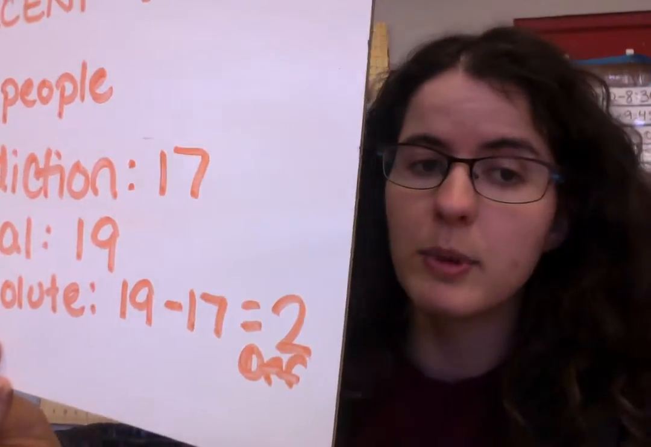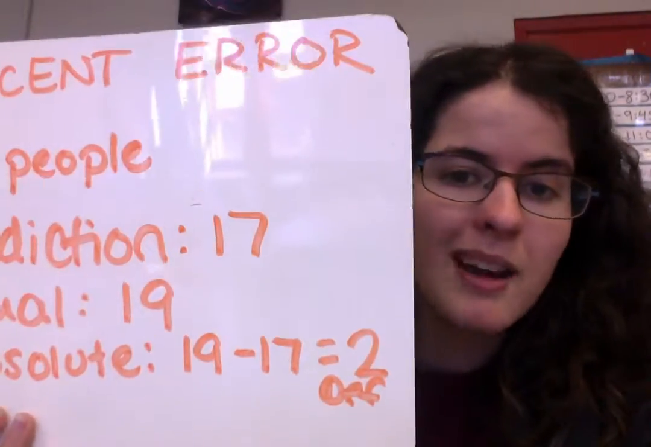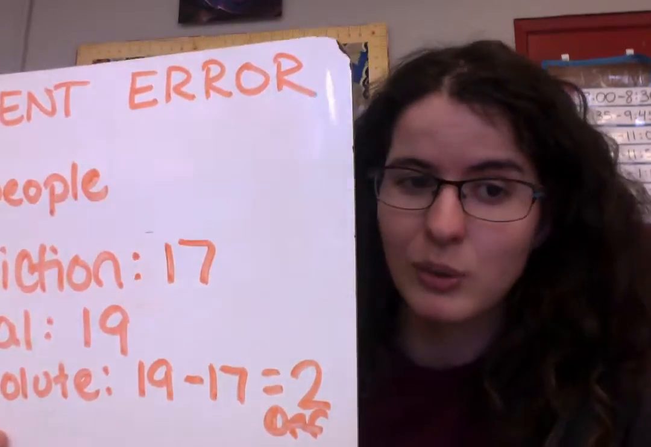If we're talking about the absolute error, that's like when we talked about absolute change on Monday. That absolute error could be found by subtracting. 19 minus 17, you are 2 people off. 2 people off would be really good if there were 100 people. 2 people off, maybe not so good when there are 17 people. 2 people off would be really bad if there were only 4 people. That's where percent error comes in.